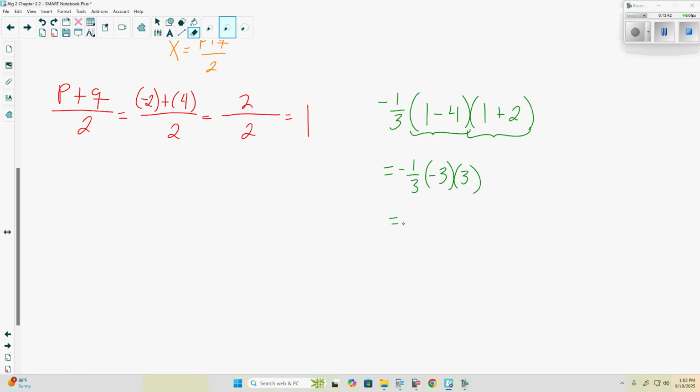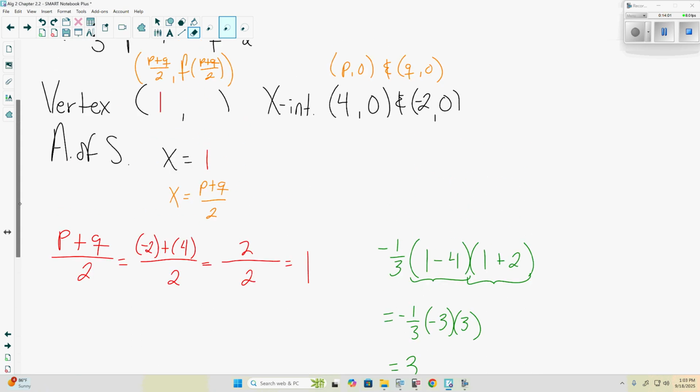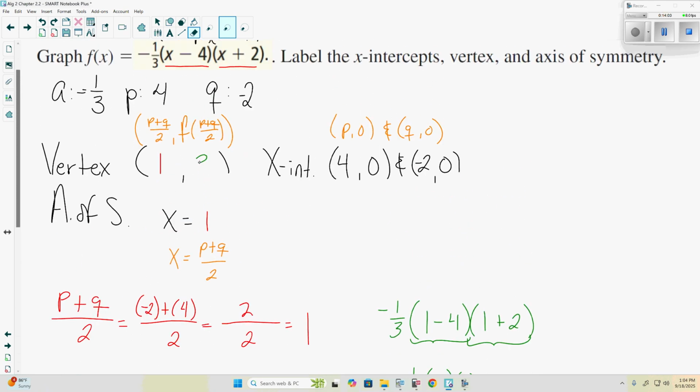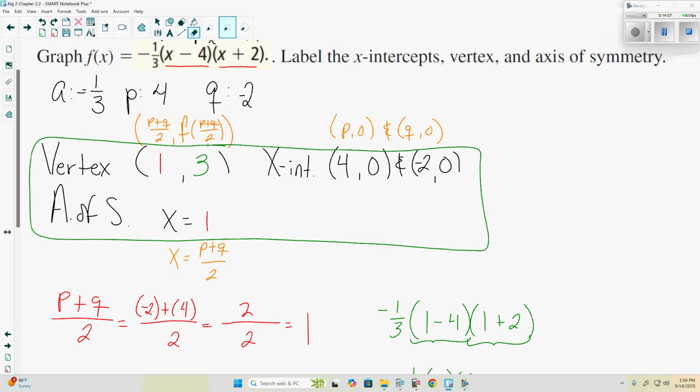Negative 1/3 times negative 3. Well, the negative and negative make a positive. So what's 1/3 times 3? 1. That's why I said it was nice, because our 1/3 and that negative 3 got rid of the fraction. So it made it easier to work with.